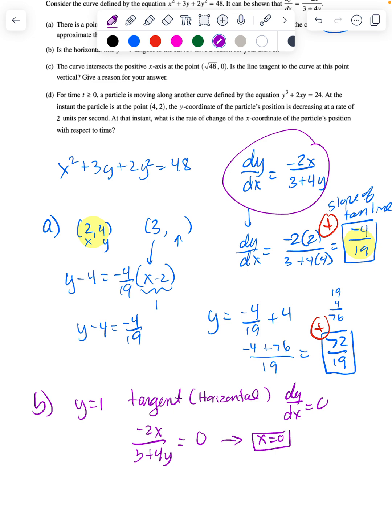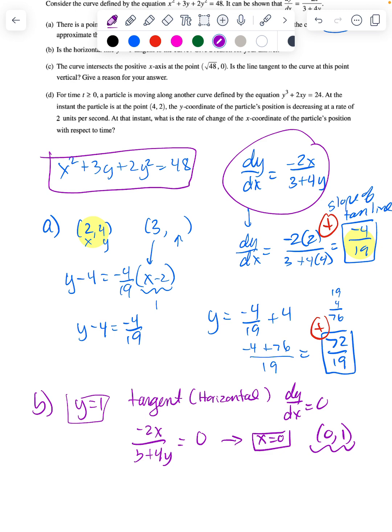Okay, so if x is 0 and the tangent line is at y equals 1, I would have to hit that horizontal tangent line. So I need the y value to be 1. Otherwise, it's not going to hit the line y equals 1. So I'm going to test this in the original equation that they gave me to see if it's actually a point on the line.